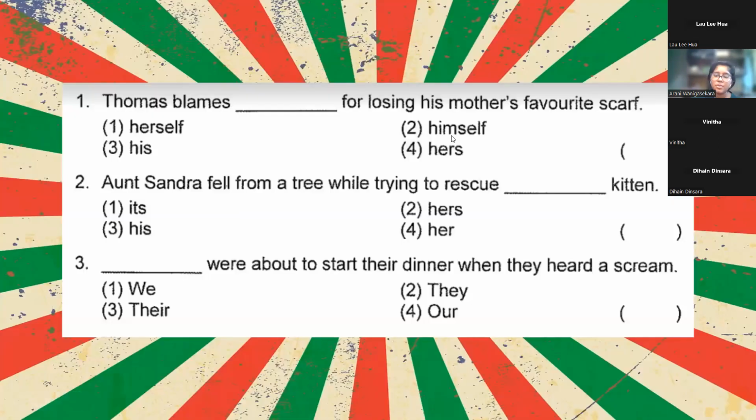Okay, so now you have to fill in the blanks using the given words. We'll first start with the first sentence. Thomas blames blank for losing his mother's favorite scarf. What do you think is the answer? Himself. Yes, very good. Why is it not herself?